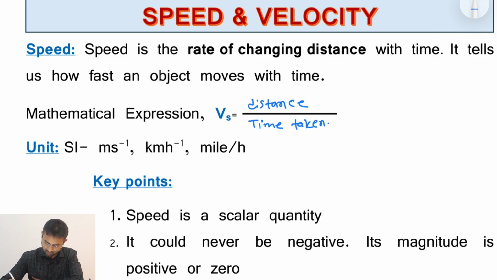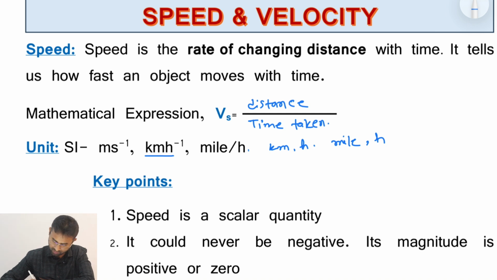The unit of speed will be meter per second, that is the SI unit. But common alternatives include kilometer per hour, mile per hour, etc. Actually, the unit of speed depends on which unit you choose for distance and time. If you choose kilometer for distance and hour for time, then the unit of speed will be kilometer per hour. Again, if you choose mile for distance and hour for time, then the unit of speed will be mile per hour.